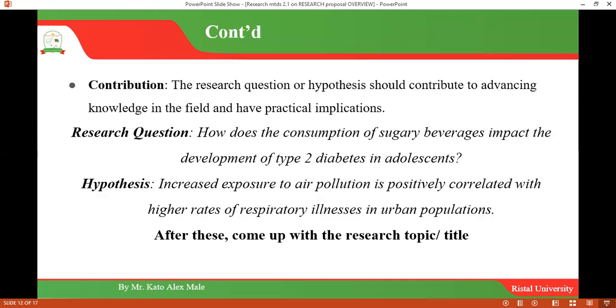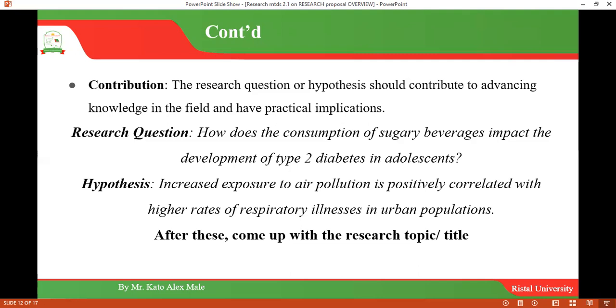Then another consideration is contribution. Your research question or hypothesis should contribute to advancing knowledge in the field and have political and practical implications. You get it? Yeah, contribution. It must be able to add to the knowledge, and it must be able to answer the questions. Yes. I've been giving very many examples of research questions, and I guess we really know now what it means. And then hypothesis, we have also seen very many examples of hypotheses.